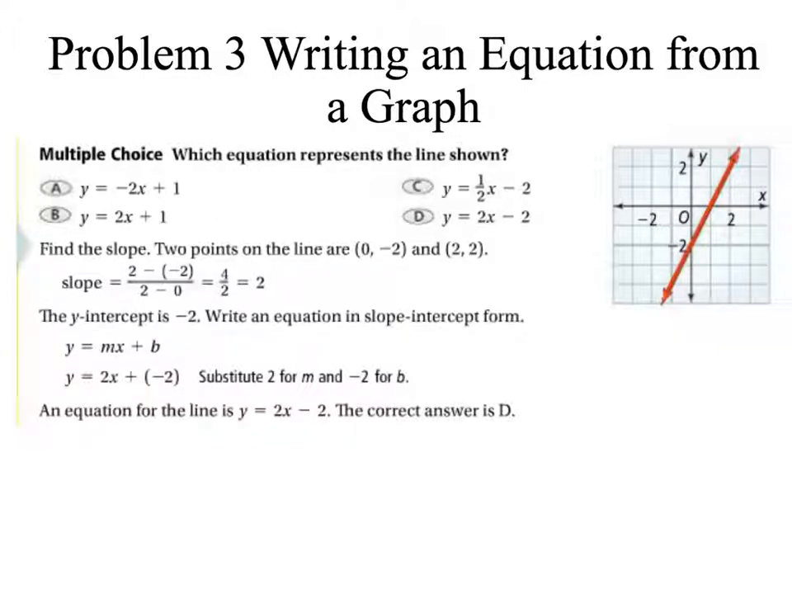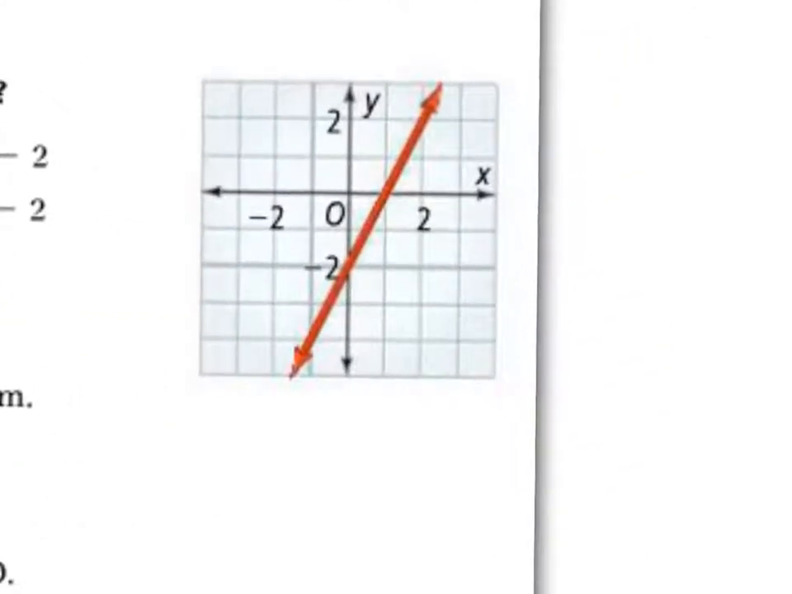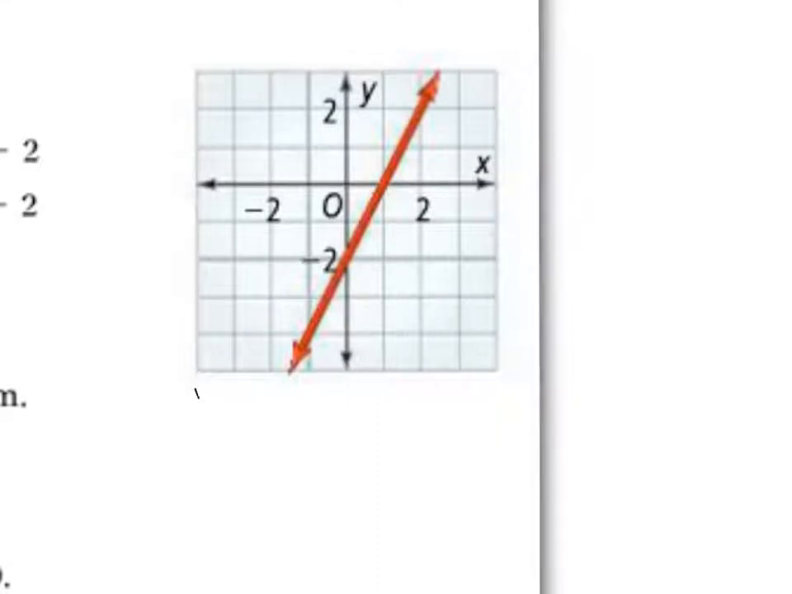Okay, writing an equation from a graph. So I'm going to zoom in on this graph, and we're going to write the equation and then look at the multiple choice. So if your formula is y equals mx plus b, you need to find the slope, and you need to find the y-intercept. Well, the y-intercept is really obvious from a graph. It's just where the line crosses the y-axis. So it crosses right here at negative 2. So I know my b, or my y-intercept, is going to be negative 2.